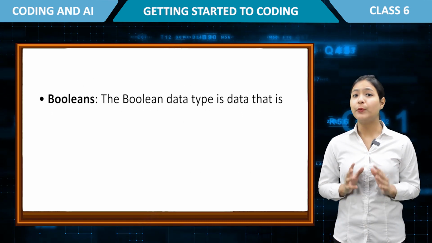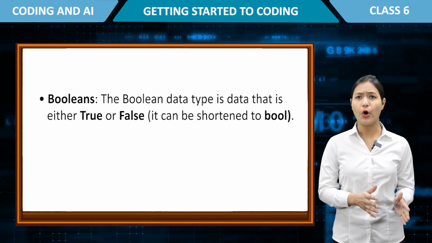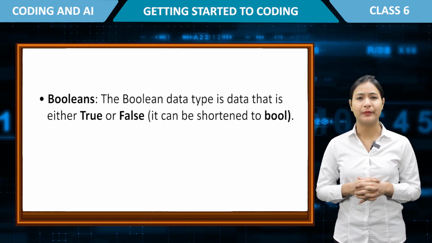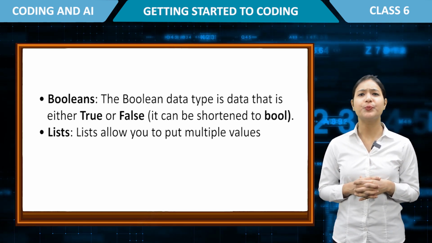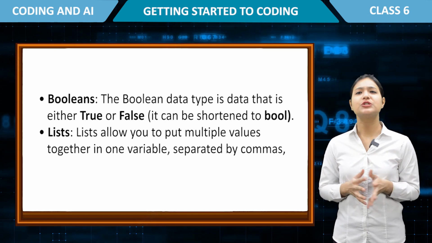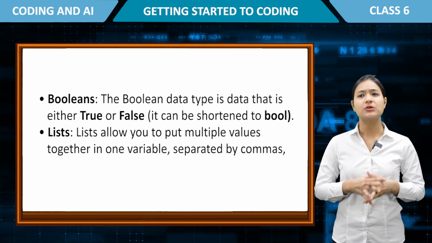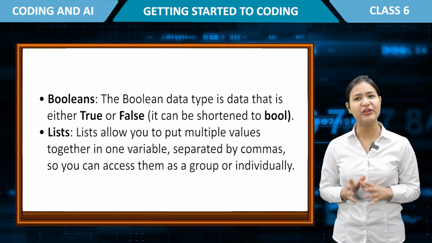Booleans. The Boolean data type is data that is either true or false. It can be shortened to bool. Lists. Lists allow you to put multiple values together in one variable, separated by commas, so you can access them as a group or individually.